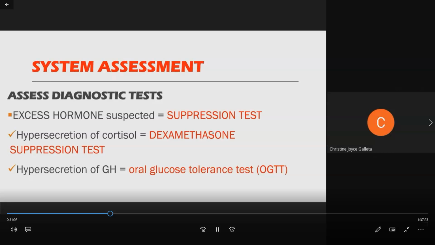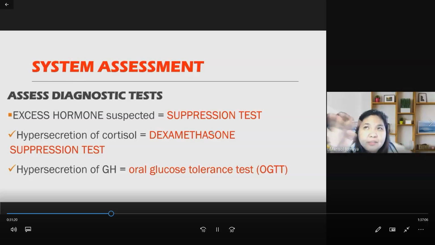Ma'am, three times blood extraction po. Ma'am, they are made to drink glucose syrup. How many milligrams? 100 grams, ma'am. 100 to 150. Okay? 75. 100 to 150. Then, after drinking it, there is a time frame for this one.